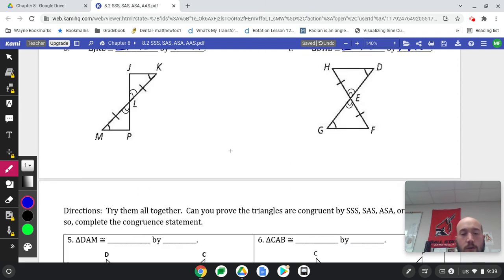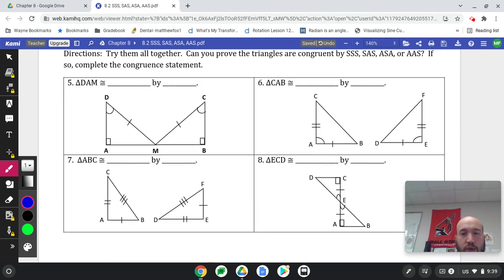All right. So we move on down. We got 4 more we're going to look at. Okay, so these can be any of these: SSS, SAS, ASA, or AAS. So triangle DAM, and we know this one, this is an angle, this is an angle, this is a side. So AAS. If we look, D is one arc, so that will match up with C. So triangle C. A is the right angle, that will match up with the right angle B. And M will match up with M.